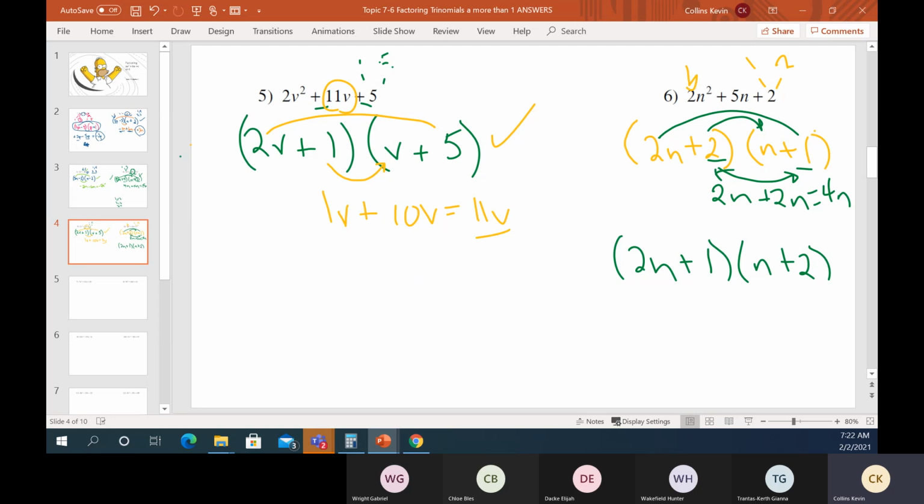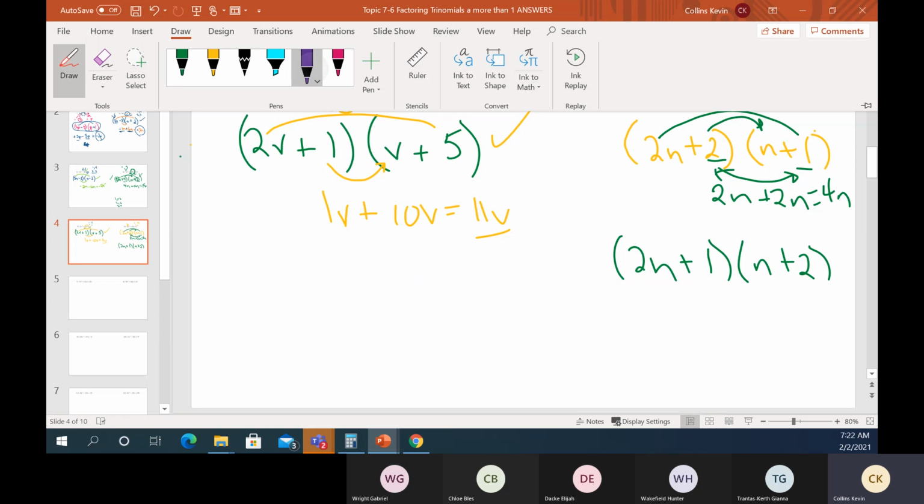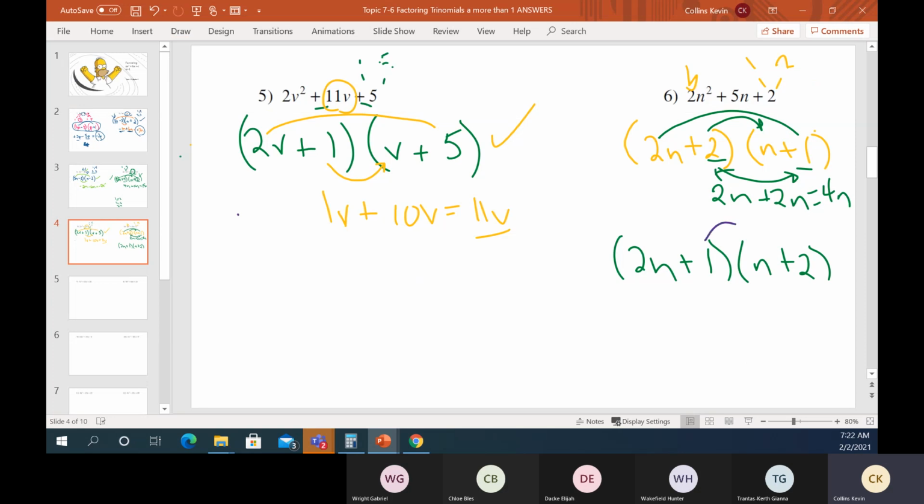So this time, the inside guys is 1 times n, that's just n. The outside guys is 2n times 2, so that's going to be plus 4n. So we have 1 and 4 is 5n. So that's our boy, because there's the 5n. Okay?